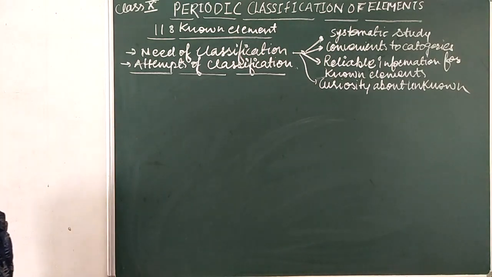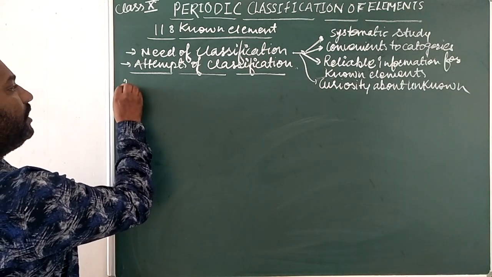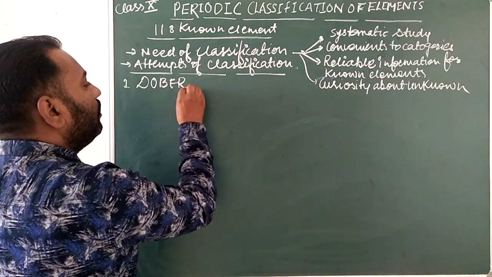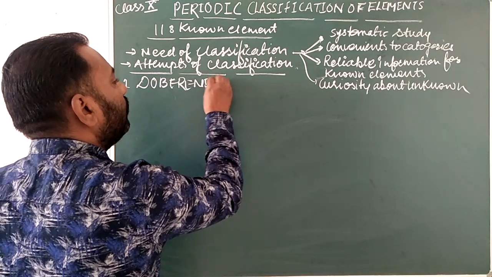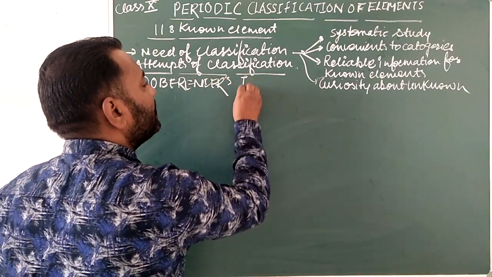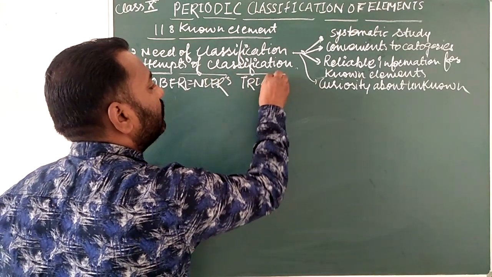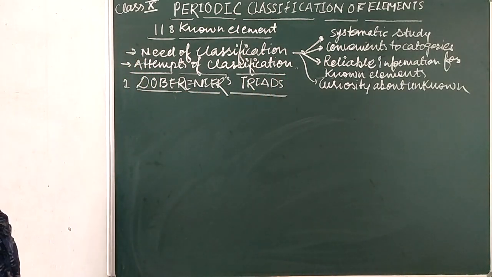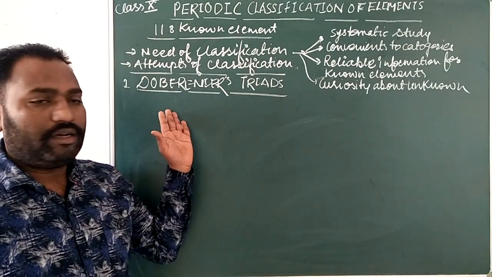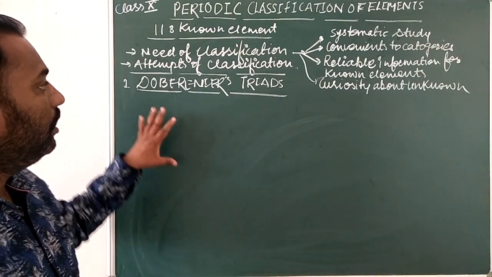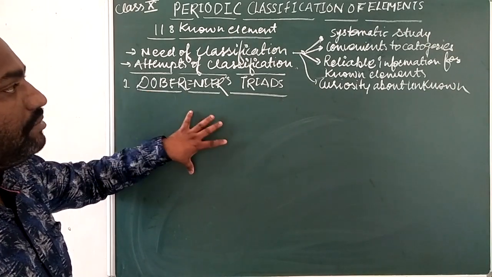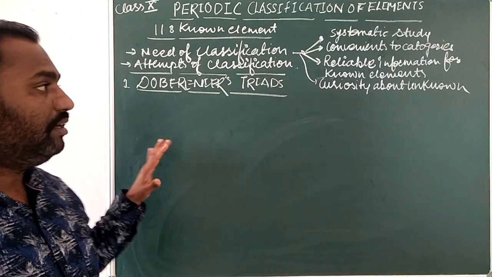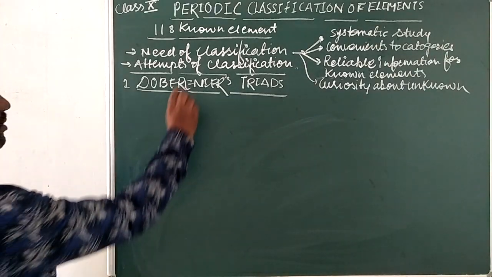Now the attempts of classification. What are the main attempts? First we have to discuss Dobereiner's triads. What are Dobereiner's triads? In the early stage, Dobereiner first took an attempt to classify the known elements. What is the criterion for his classification? We write it here in the form of a statement.